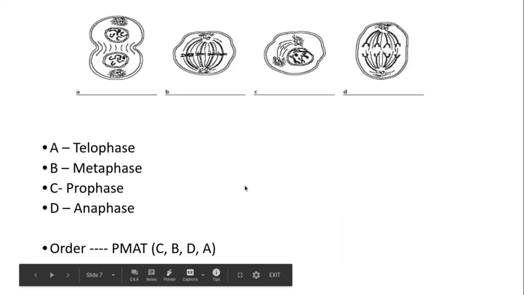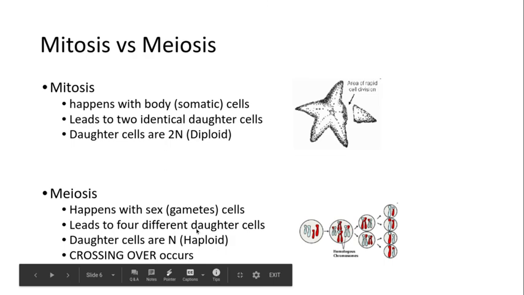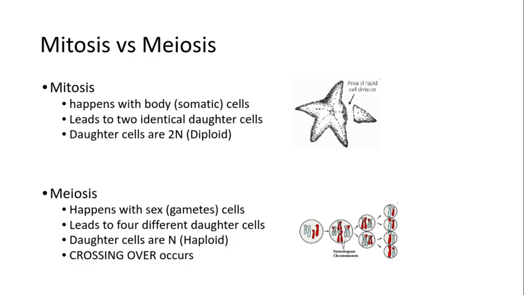This is a pretty big section here of the test. The mitosis versus meiosis. So mitosis happens in our body, or also called our somatic cells. It leads to two identical daughters, and daughter cells are 2N, or they're called diploid. They have two sets of chromosomes, okay? Meiosis happens in our sex cells, also called our gametes. It leads to four different daughter cells, all right? So the four cells are different, and the cells are N, or haploid. They only have one set of chromosomes in there.